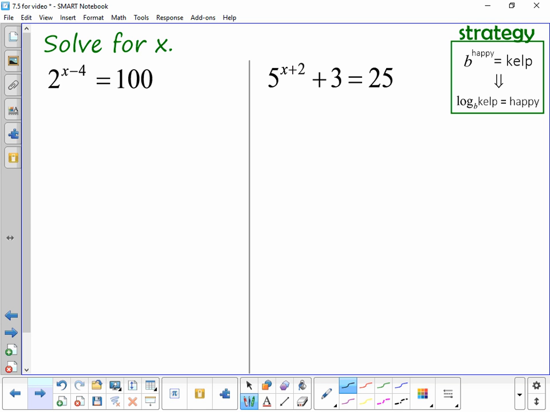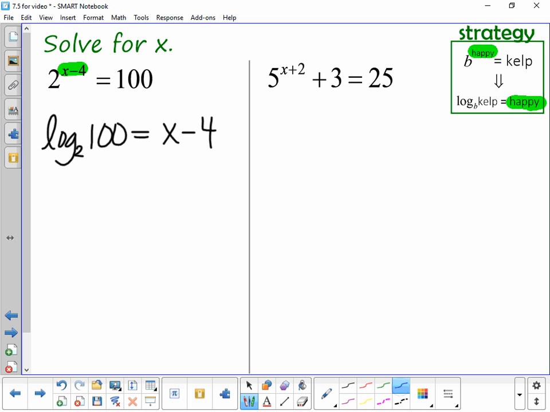We may have to occasionally work with our equation first before we convert it into a logarithmic equation, but it will just depend on the equation. So this first one, 2 to the power x minus 4 is equal to 100. We can go ahead and rewrite that as a log equation right now. Our power is x minus 4, but that's okay. That's just going to become the right side of the equation when we rewrite it. So it'll be a log, and this time base 2 of 100 is equal to x minus 4.